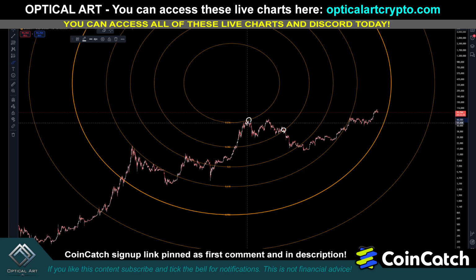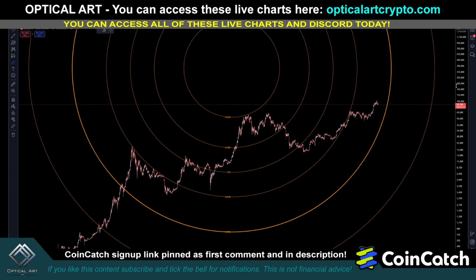This ring, it was resistance. This ring, we kind of had a drop, tested resistance, had another drop. This one, we rode up the ring. So we could push up it, we could drop. I just know a major move is going to happen when we make contact with this ring.